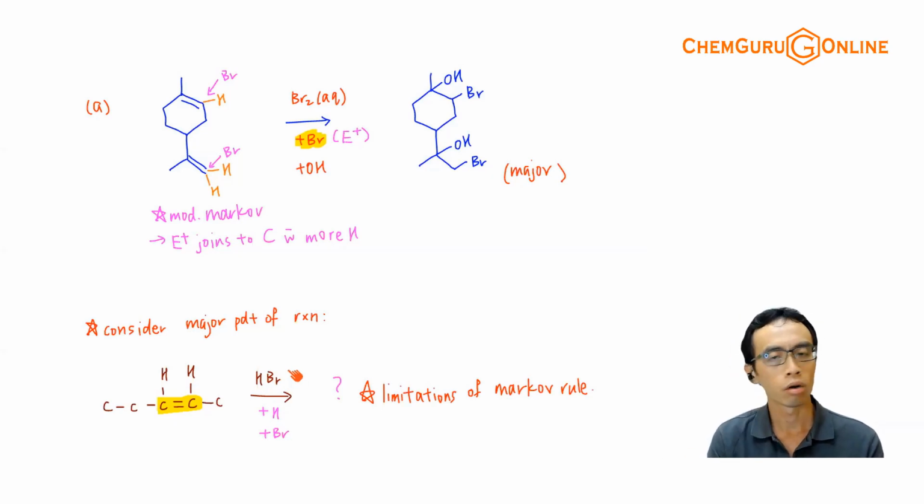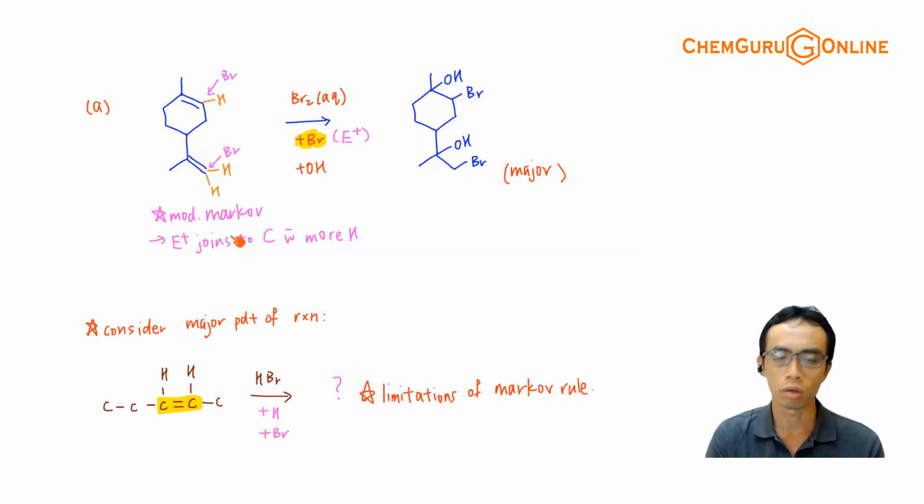Then according to the Markovnikov rule, hydrogen will join to the carbon with more hydrogen. That will give me the major product. Let's see which of these carbons has more hydrogen. Then you notice we have a problem, right? The carbon on the left-hand side has one hydrogen and one R group. The carbon on the right-hand side has one hydrogen and one R group. So now we have a problem. If both of these carbons have the same number of hydrogen, then where would the hydrogen go? We have a bit of an issue here.